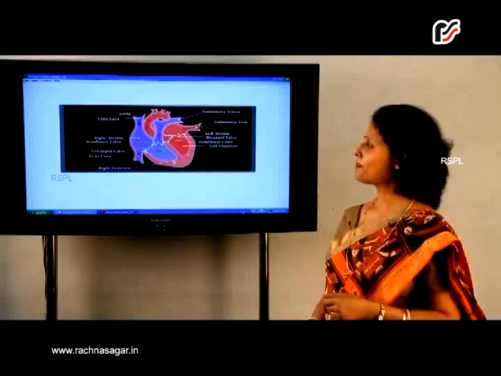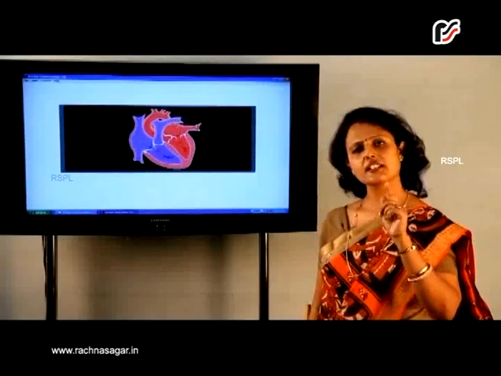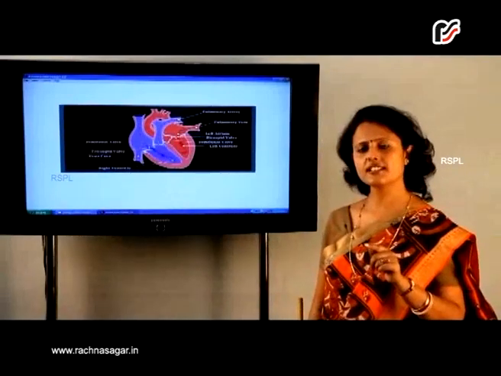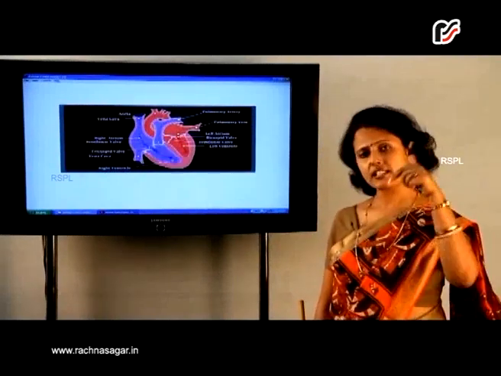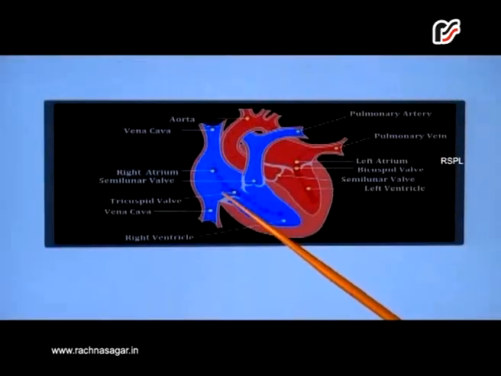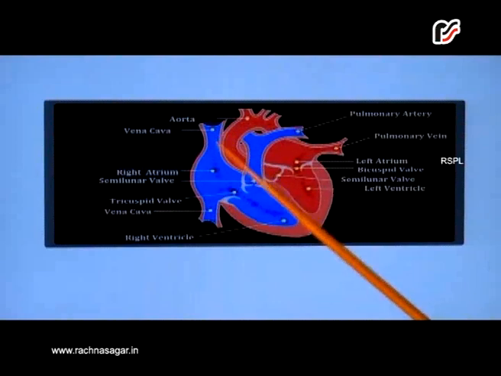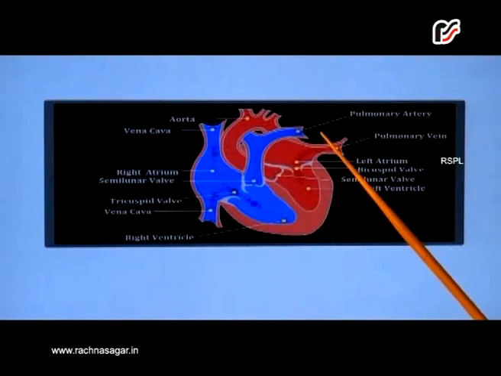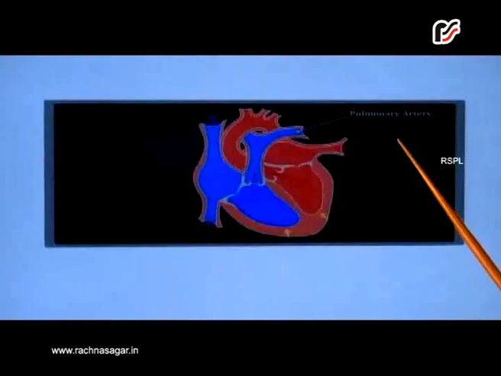Now let's move on further. The upper chambers of the heart are known as the atria or the receiving chambers. The lower chambers of the heart are known as the ventricles or the sending chambers. Now let's have a look at the major blood vessels which enter and leave the heart. This is our right atrium. It receives deoxygenated blood coming from the major blood vessels called the vena cava. This is our left atrium. It receives pure oxygenated blood coming from the lungs, which is entering the heart through the pulmonary vein.